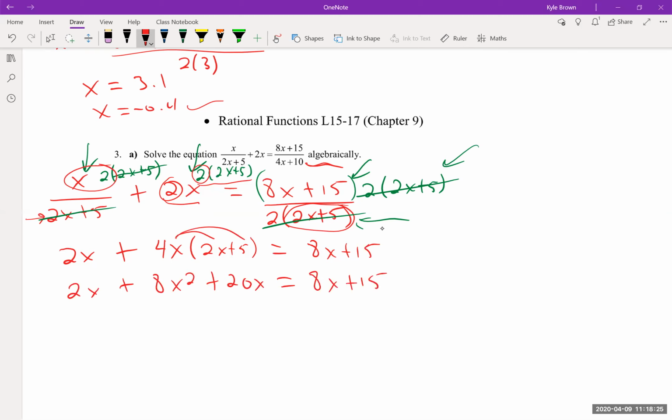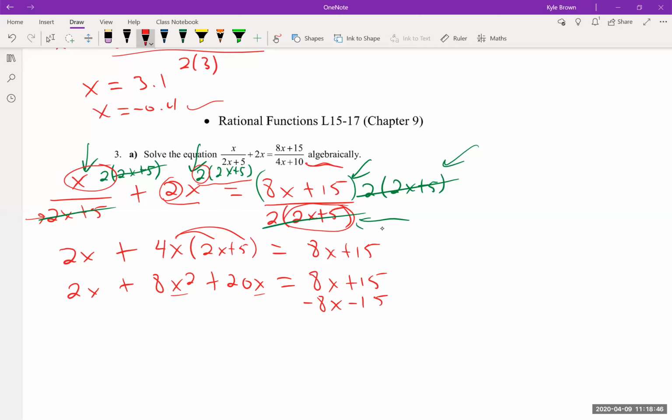Okay, so now the same thing. I've got X squared terms and X's, so all I can do is get everything over to one side, and have 0 on the other. So I'm going to subtract 8x and 15 at the same time, just to make my life easy.